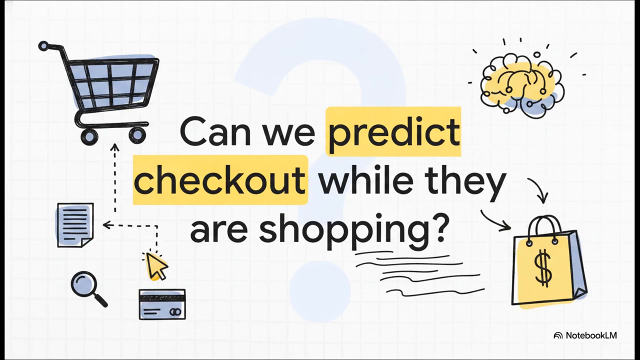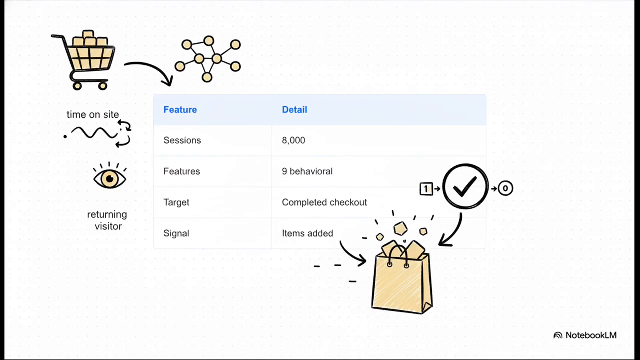And if you solve it accurately, it means a huge boost in revenue, because you can step in with a targeted intervention, like popping up a discount code right when they're hesitating. Looking at her Monday morning data, Sarah's got a solid set of 8,000 customer sessions. And what's really interesting here is how this data is structured. She's working with 9 behavioral features, things like time spent on the site or if the user is a returning visitor. But hidden in there is a massively dominant signal: items added.